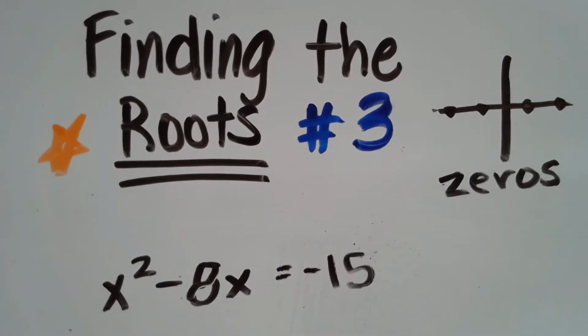So we are going to be looking at this equation. When we were doing our other previous videos, we already had our trinomial that was equal to 0. Now we have these two pieces and it is equal to -15. And it's okay, we're just going to go ahead and make it equal to 0.